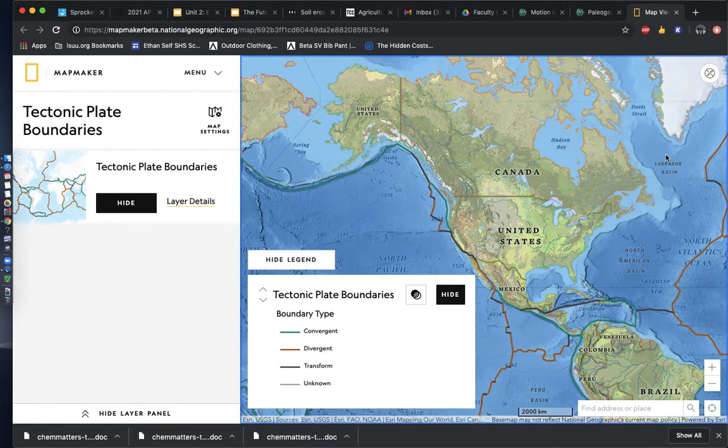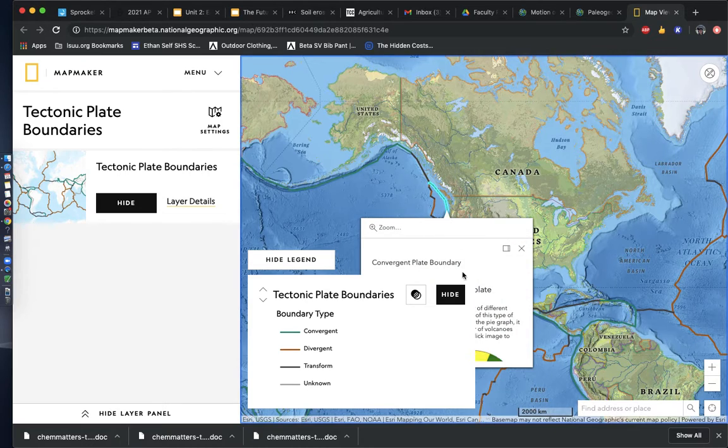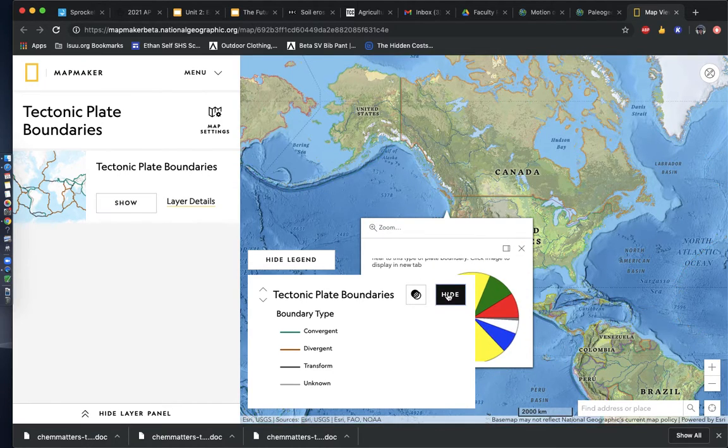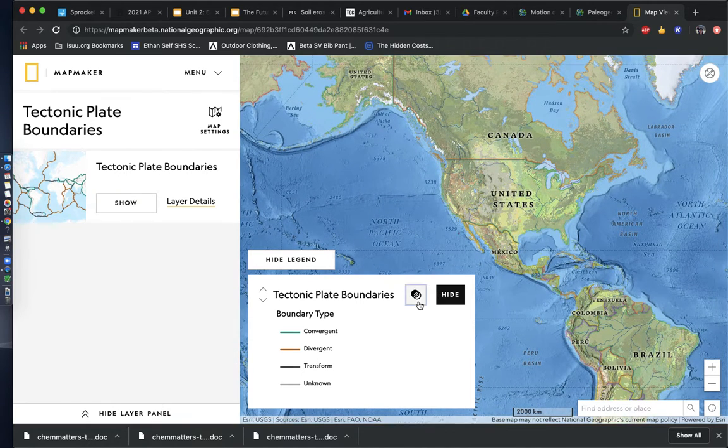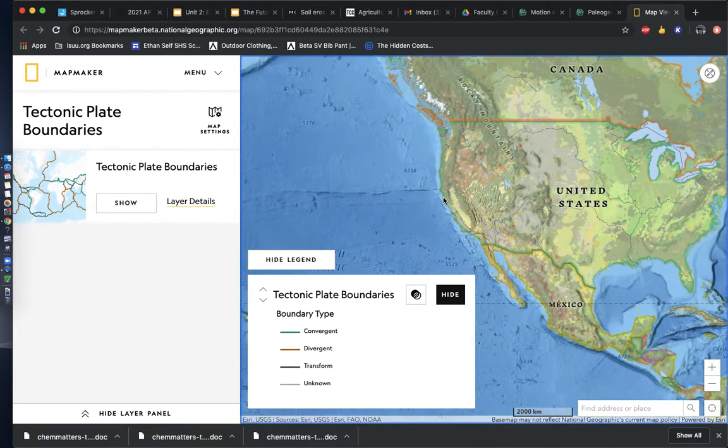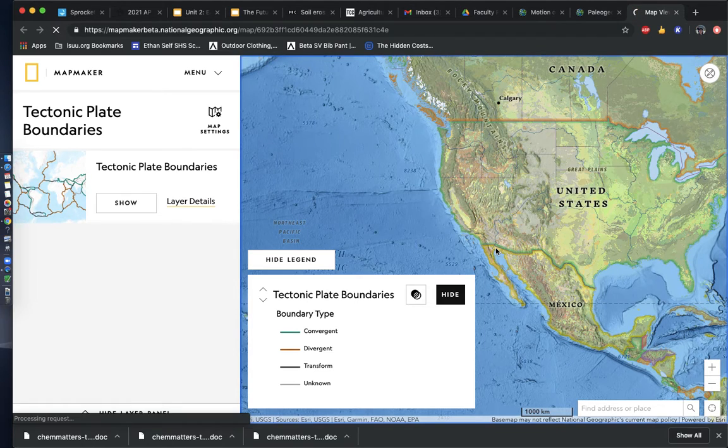The first resource that you can explore is a plate tectonic boundary map that's interactive from National Geographic. It is color-coded in terms of convergent, divergent, transform, or unknown plate boundaries. And when you click each plate boundary, it will tell you about the relative distribution of, let's see if I can make this go away. And I lost it. So you might have to reload it, but it will show you the different plate boundaries.